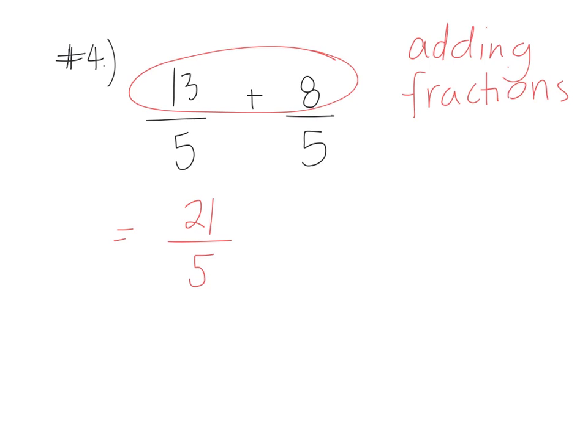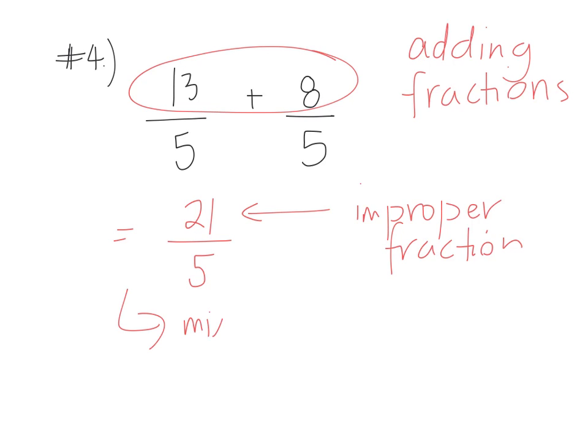Now this is an improper fraction because the numerator is larger than the denominator. So we're going to turn this into a mixed number. Okay, do you remember how to turn this into a mixed number? Divide. Okay, so 21 divided by 5, 5 doesn't go into 21 evenly. How many times does 5 go into 21? 4. Okay, so there's 4 wholes. And what's left over?